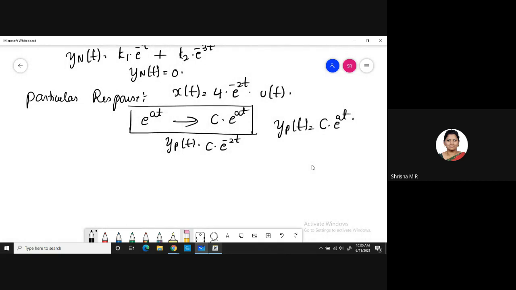By putting the particular solution in the differential equation, right? So we have yp double dash of t plus 4 yp dash of t plus 3 yp of t is equal to x of t, which is equal to 4 e power minus 2t. Find this c and tell me. Find the differential and put it in the equation.